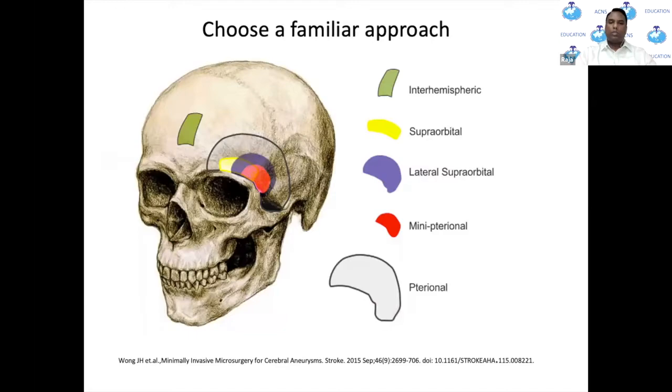The second one is choose a familiar approach. Now there are different approaches that you are familiar with. You choose an approach which is done at your place. I know there may be some places, like in Japan, where interhemispheric is common for ACOM aneurysm. But in other parts of the world, the pterional is the workhorse for aneurysms, whereas some places do a lateral supraorbital, mini pterional, or a supraorbital. So choose whichever you are familiar with, so you are not in unfamiliar territory when you get into the zone of the aneurysm.